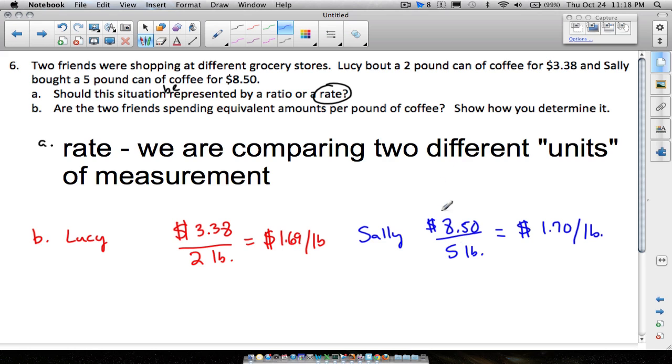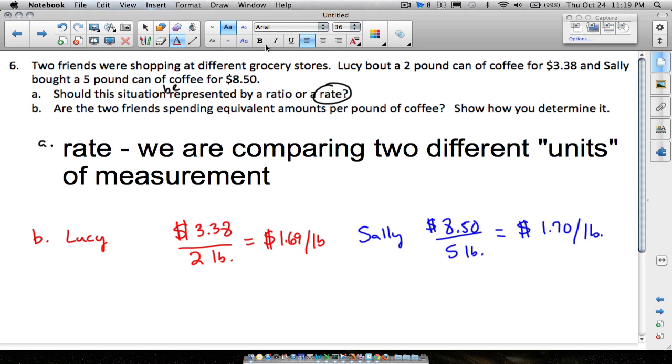Now, I'm not going to lie to you. I was thinking most of the time, if you buy stuff in bulk, the more you buy, the cheaper you pay. But this is one of those situations where that's not the case. Sally went to a more expensive grocery store. I was definitely thinking, before I even did the division, that Sally was going to end up spending less money per pound, but actually she spends just a little bit more. That's not fair, though. Sally went to a more expensive grocery store than Lucy did. Lucy got a cheaper unit price by a penny, but she bought less.